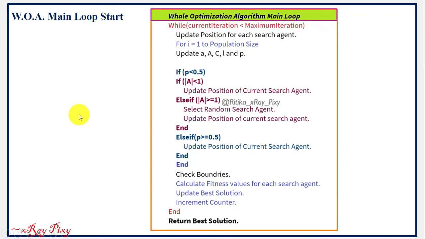Now the main loop for this algorithm starts here. First we have the stopping criteria. We will check the stopping criteria. If the stopping criteria is matched, then stop and display the best solution that you got in the previous iteration. If the stopping criteria is not matched, then we will repeat the loop again and again until the stopping criteria is matched. You can see inside this while loop we have a for loop, and inside the for loop we have if-else statements. So let's try to understand now how this algorithm works step by step inside this loop.